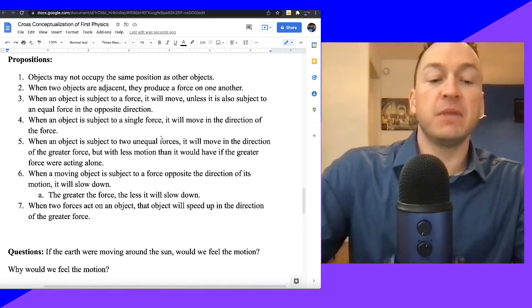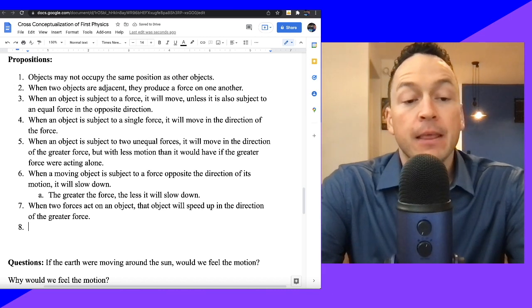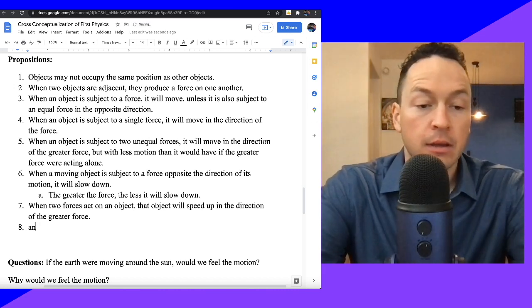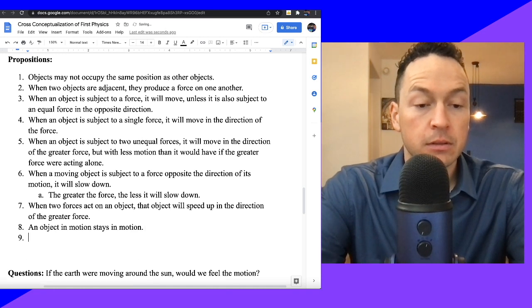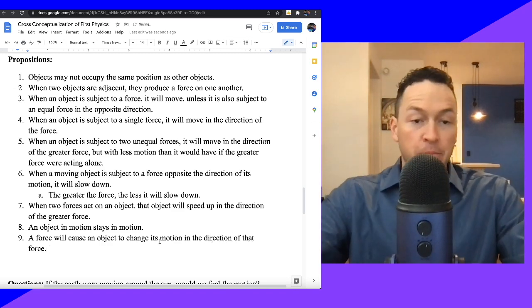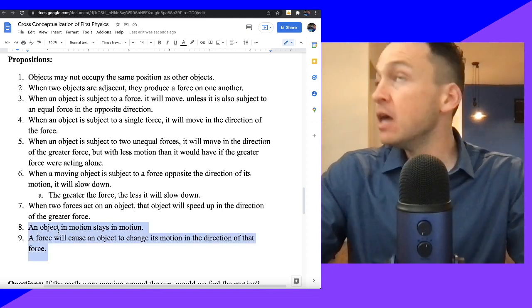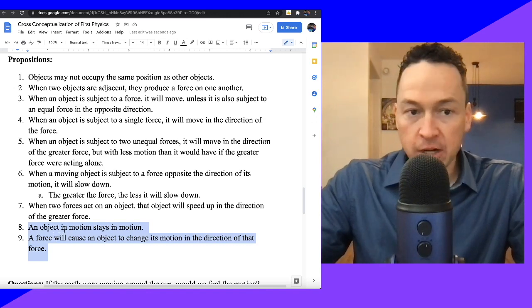So what he can do from here, what is he going to do? He's going to add this last force. He's going to add this principle. An object in motion stays in motion. A force will cause an object to change its motion in the direction of that force. Okay, so we have a couple principles. We have these major Galilean principles that are just totally critical to later science.